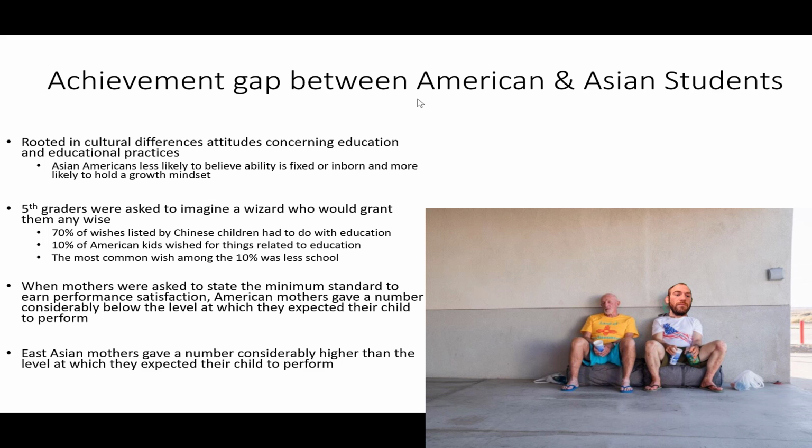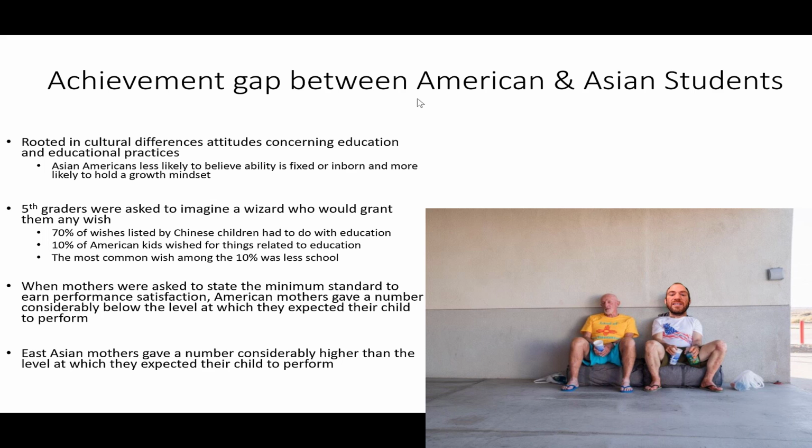In one study, two groups of fifth graders were asked to imagine a wizard who would grant them any wish. 70% of wishes listed by Chinese children had to do with education, but only 10% of American kids wished for things related to education. And the most common wish among those 10% of wishes was for less school.